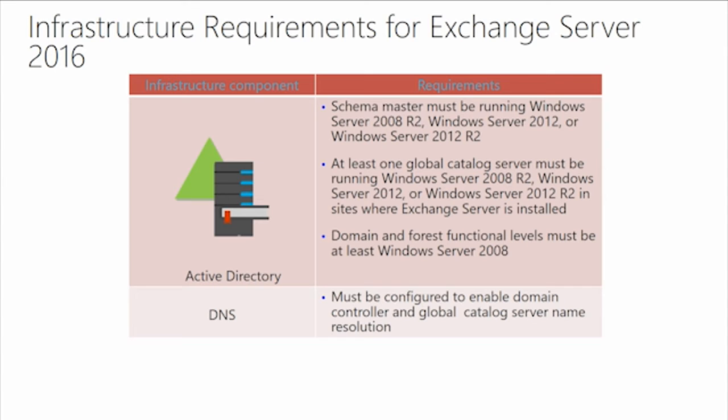It will give you a warning and say you have to move your schema master to a 2008 machine. You also must have a global catalog that must be running Windows Server 2008 R2 or later, any of those later versions on that machine, so that Exchange has access to those machines. And then finally, your domain level and forest functional level must be on 2008 as well. This is currently the supported version of domain functional levels and forest functional levels.